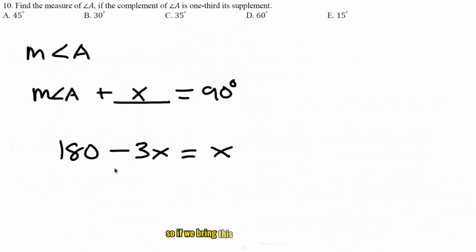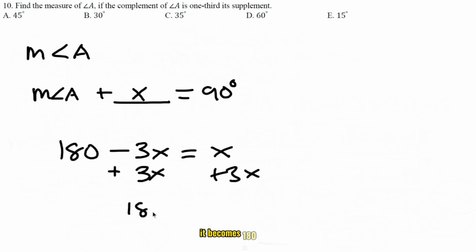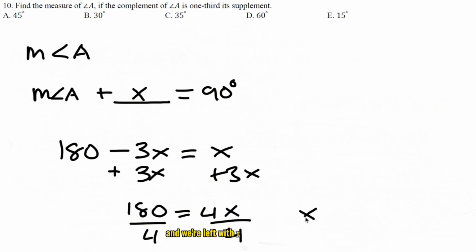Now we can solve this like an equation. If we bring this 3x to the other side by adding 3x to this side and adding 3x to this side, it becomes 180 equals 4x. And now we just solve. We divide both sides by 4, and we're left with x equals 45 degrees. And that's your answer. Alright, that's it.